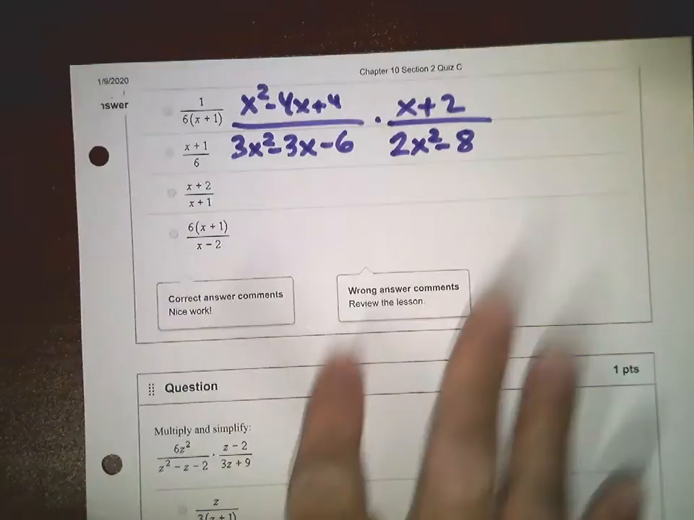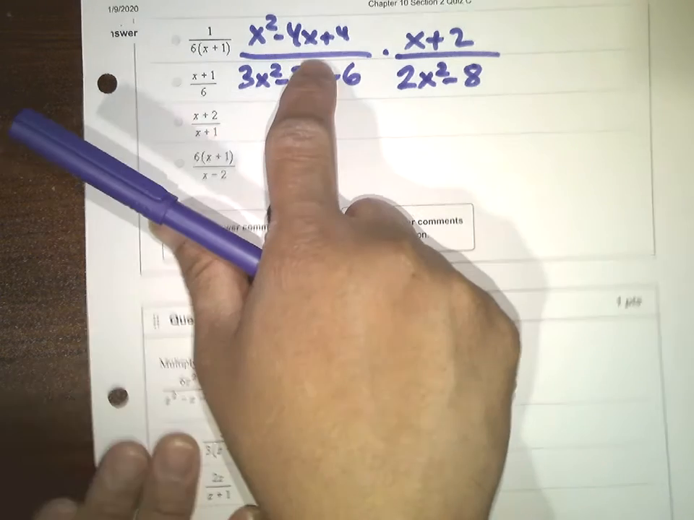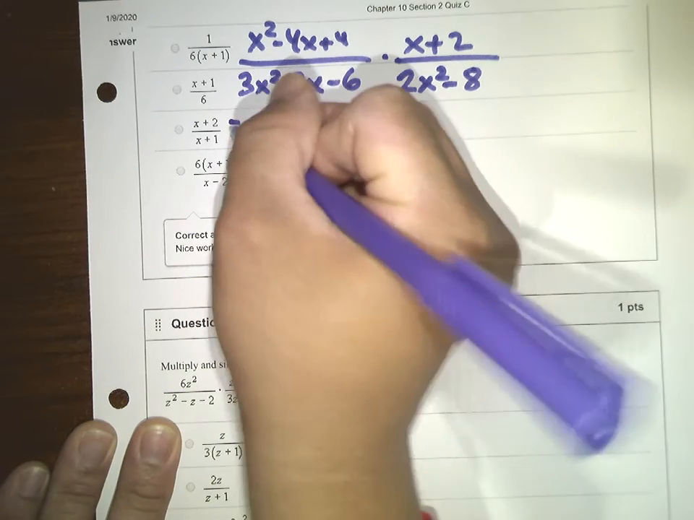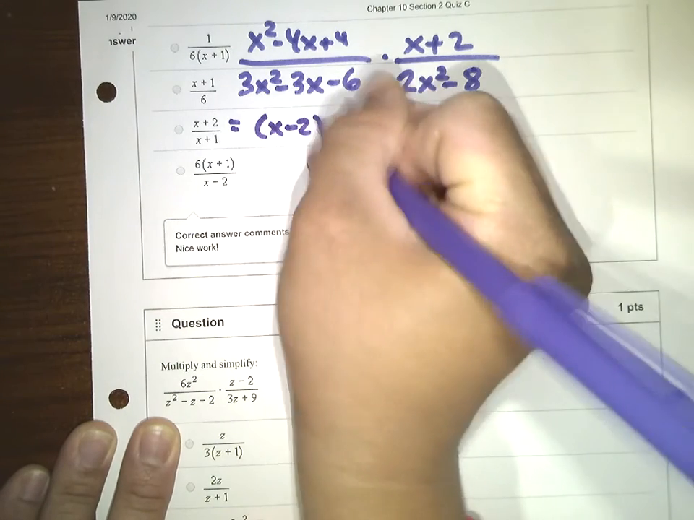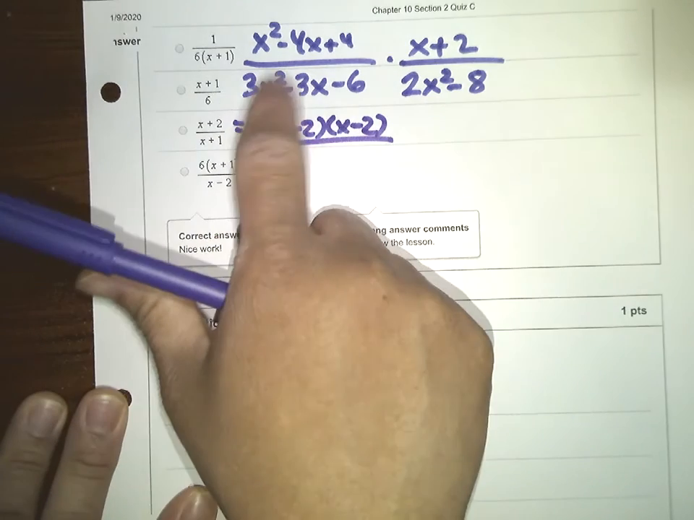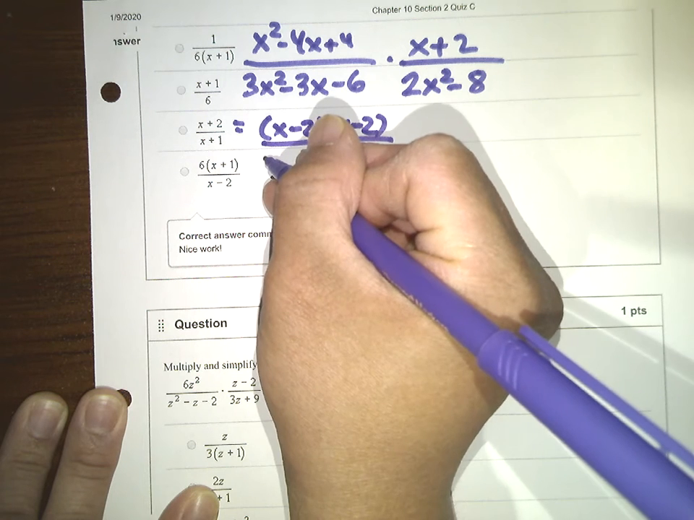All right, so there's definitely a lot of factoring to be done here. So I'll start by factoring the x squared minus 4x plus 4 because that will be the easiest part. That's x minus 2 times x minus 2. Now, for the 3x squared minus 3x minus 6, I'm going to start by factoring out a greatest common factor of 3.